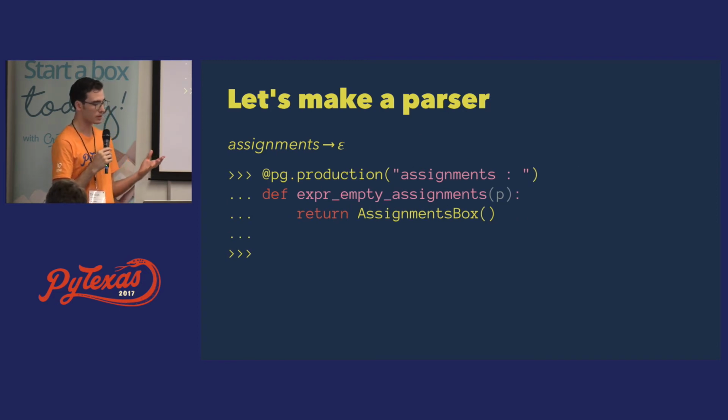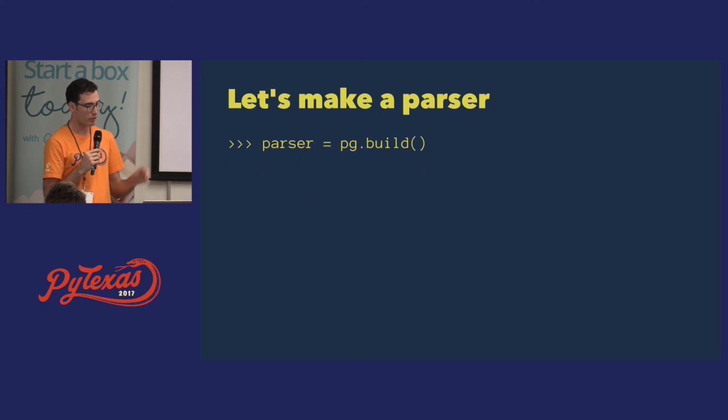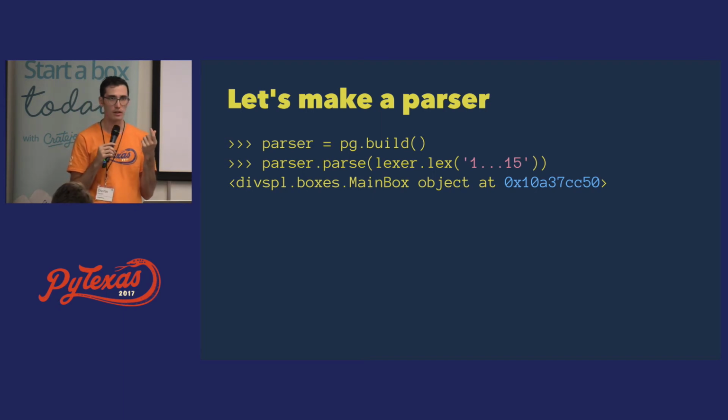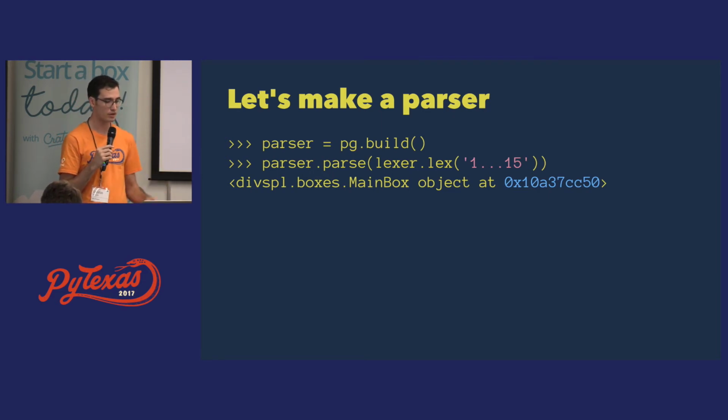This is what the empty string looks like. So if it gets an assignments with nothing, you initialize the assignments box with nothing. And then this is the main box. This is where you get a range and assignments. Okay, so then we build the parser. And what we can do is we can take a string of characters, pass it to the lexer, pass what the lexer returns, which is a stream of tokens, to the parser, and then the parser puts it all together and gives us a main box.